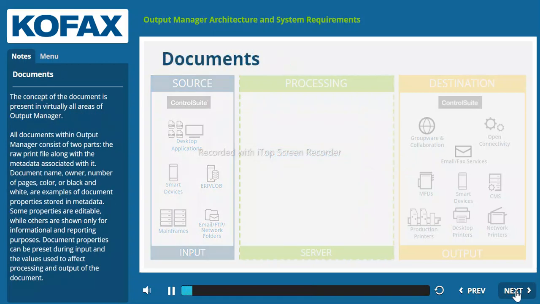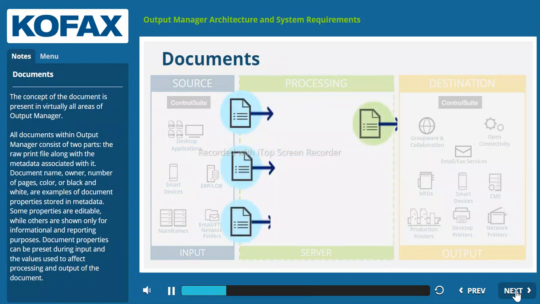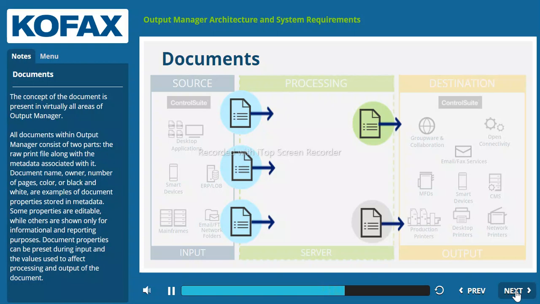The concept of the document is present in virtually all areas of Output Manager. All documents within Output Manager consist of two parts: the raw file along with the metadata associated with it. Document name, owner, number of pages, color, or black and white are examples of document properties stored in metadata. Some properties are editable, while others are shown only for informational and reporting purposes. Document properties can be preset during input and the values used to affect processing and output of the document.